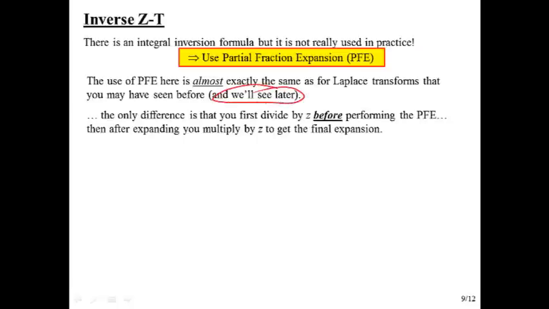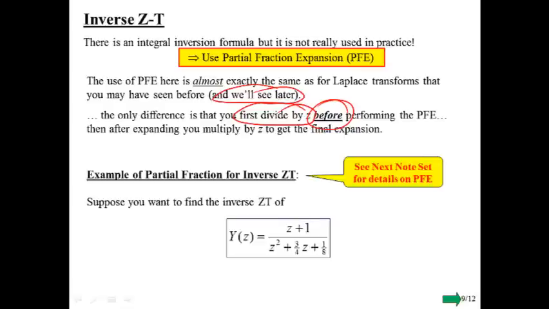Now, the only difference from what you may have seen in your differential equations class is that when we're doing partial fraction expansions for Z transforms, we need to do a little trick. We're going to first divide by Z before doing the partial fraction expansion. And we'll do some examples. There's another video coming up where we'll go into this in a lot of detail, but we'll just do a simple example here.